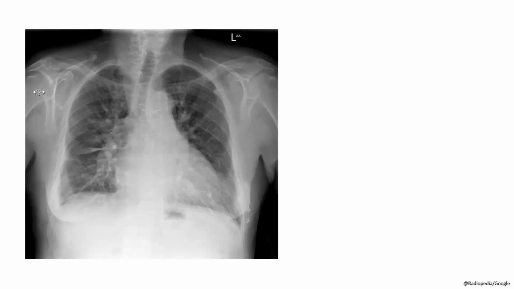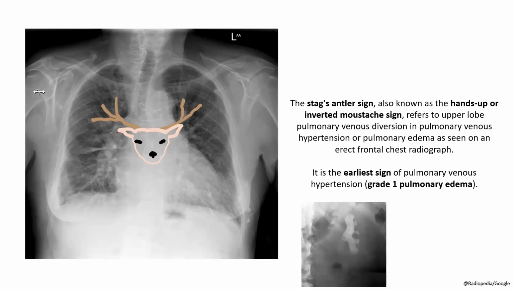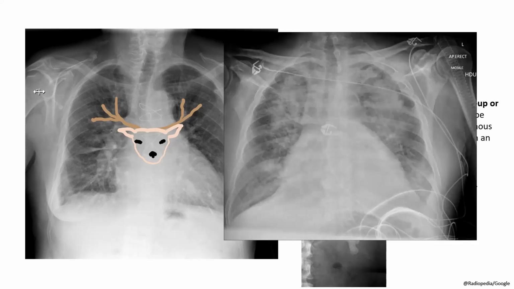What is this sign? This is stag antler sign or hands up or inverted Moustache sign, which is seen in pulmonary venous congestion or pulmonary venous hypertension or in early phases of pulmonary edema. And it is because of prominence of upper lobe pulmonary veins. And this is the earliest sign of pulmonary venous hypertension or stage 1, grade 1 pulmonary edema. This is staghorn calculus, which appears like horns of the stag. And this is batwing pattern of pulmonary edema, which is a late stage of pulmonary edema.